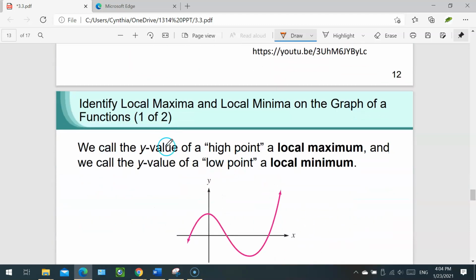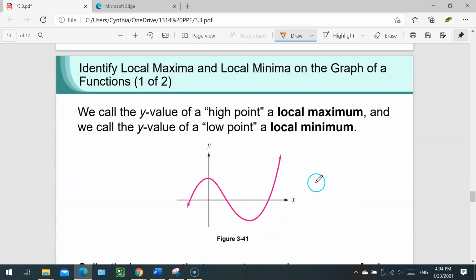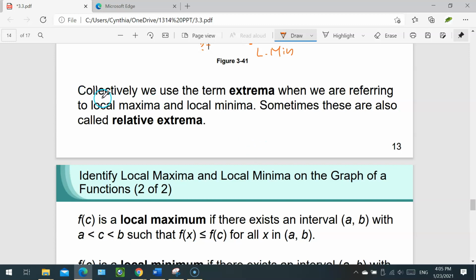Finding the local minimum or local maximum. If you look at the graph here, this would be the local maximum. When you determine the local min or local max, we are looking for the y value. So this would be the local min. So you need to look at your y, what it is at this point. That would be the local min or local max.